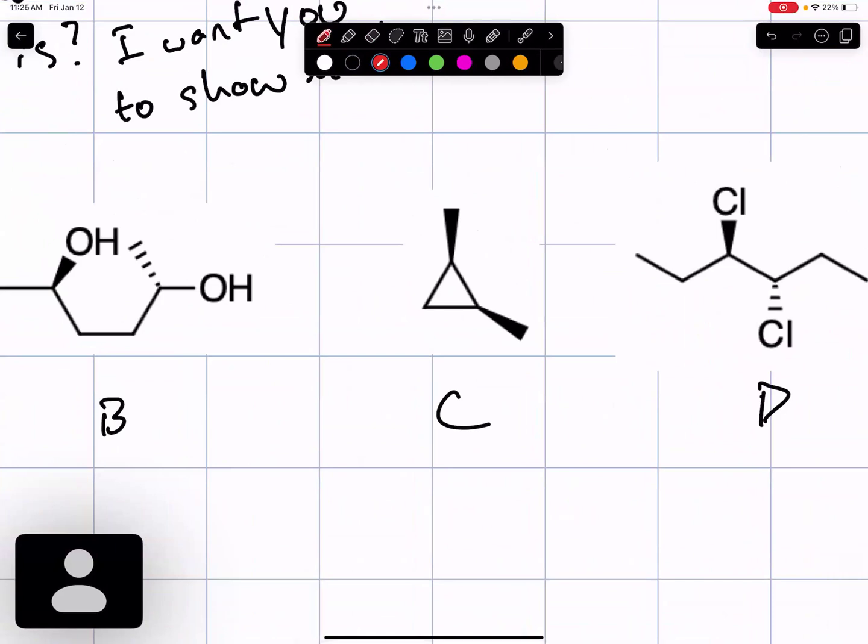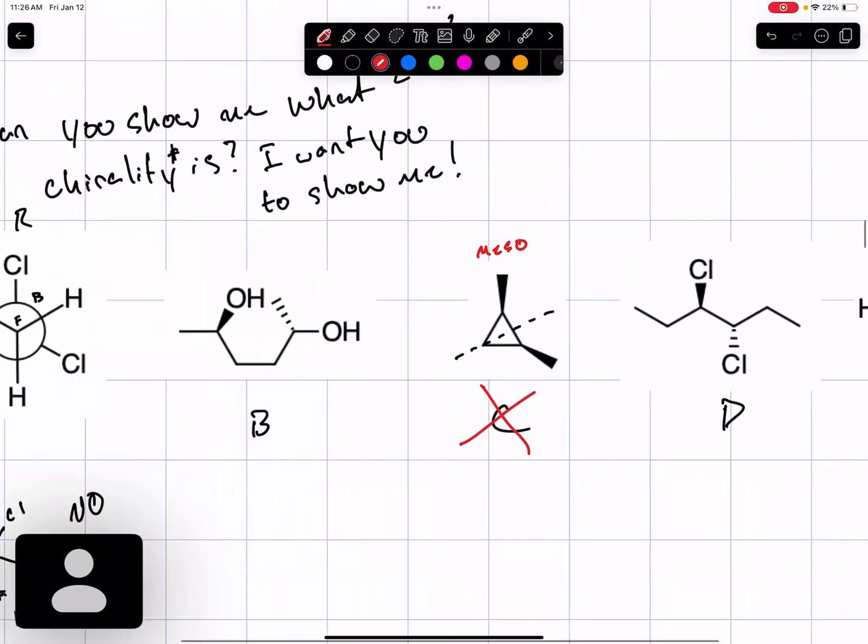Is there chirality in this molecule? And I'll show you a trick. The easiest trick is just to see if this is symmetrical with itself. Do we see symmetry here? Yes. Through this apex, if we drew this diagonally, this would be symmetrical, right? This is what we call a meso compound. So we can also eliminate that. This is not a chiral center.